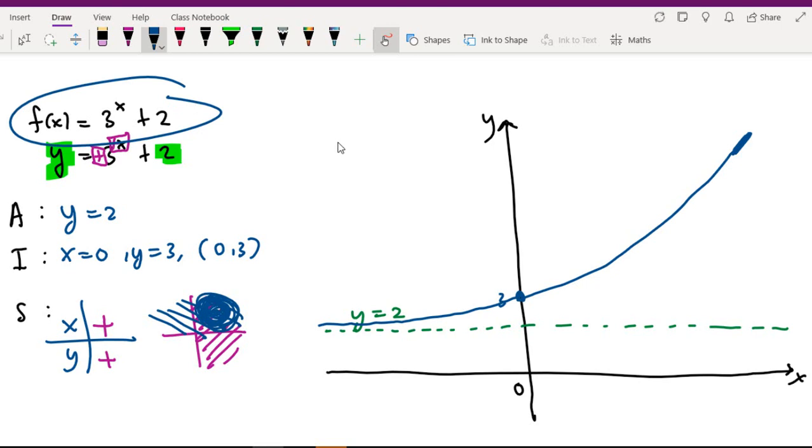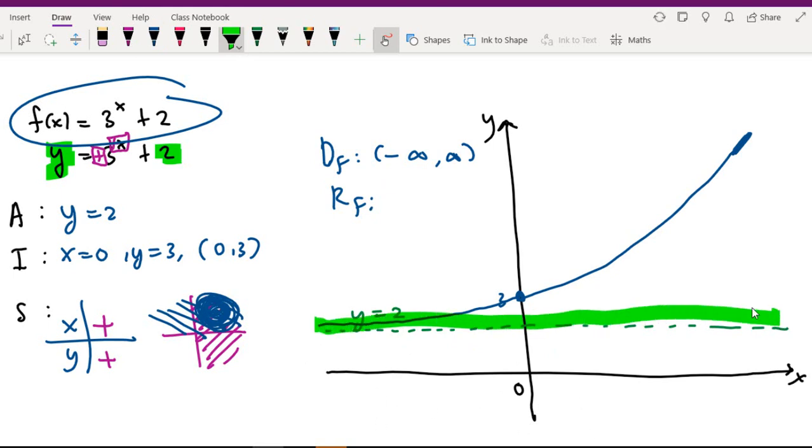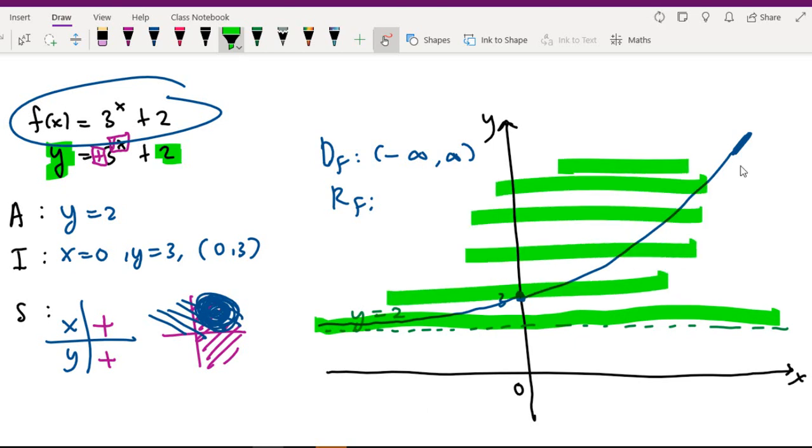For the domain of an exponential, the domain is always real numbers. For the range, as we can see, there is no graph below this line. This line goes up to infinity. So we can conclude that the range for this function is from 2 to infinity. 2 is not included, because this is considered the asymptote for the graph.